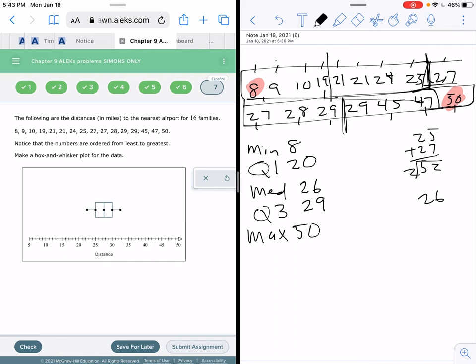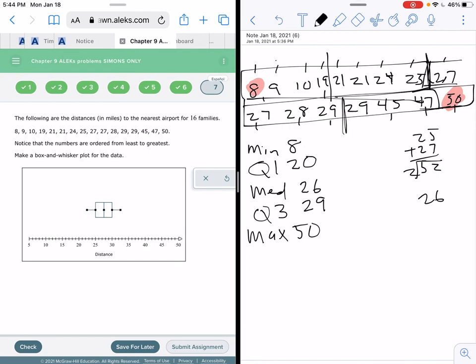So now I've got my minimum, I've got my quartile 1, I've got my median, I've got my quartile 3, and I've got my max. And what I'm going to do really quick is write these numbers down on another piece of paper so I can move this on the screen. Right, so you got a minimum of 8, quartile 1 of 20. I don't know if you can hear me writing this down, you're probably laughing. Quartile 3 of 29, and the max is 50.